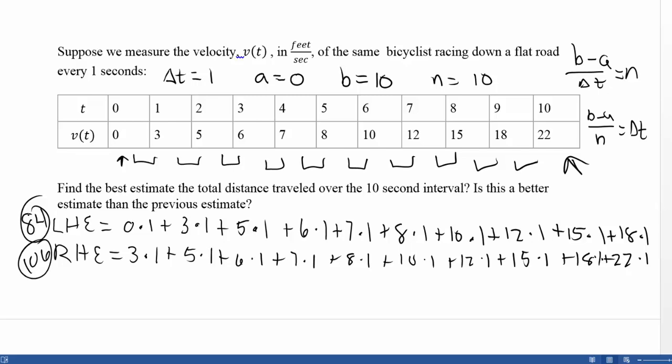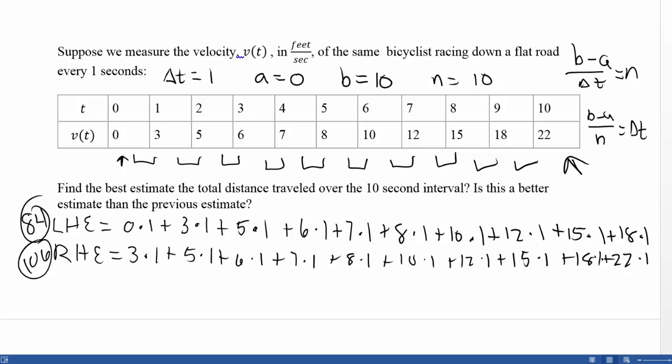106 feet. So I want to remind you that in the previous problem, when delta t equaled 2, n equaled 5, our bounds were 74 to 118. Now our bounds are 84 to 106. Those are improved bounds because the lower estimate has come up from 74 to 84 and the overestimate has come down from 118 to 106. So I have more accurate information than what I had before.